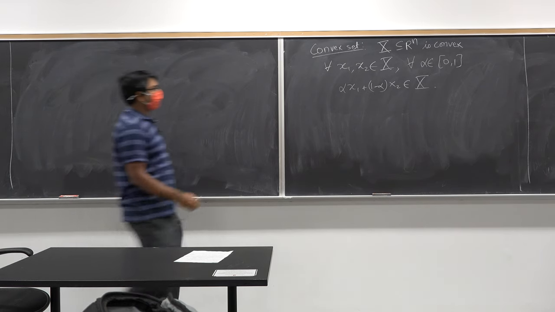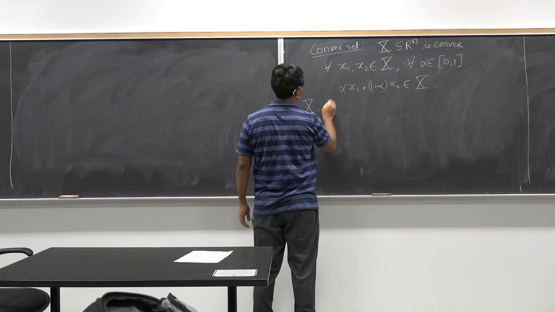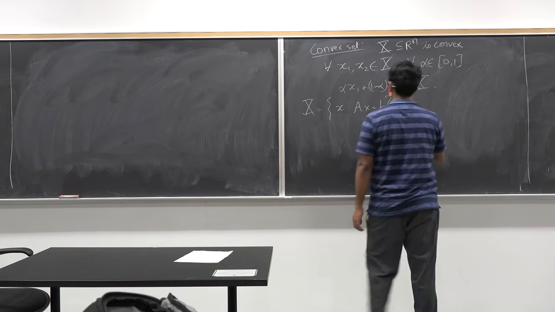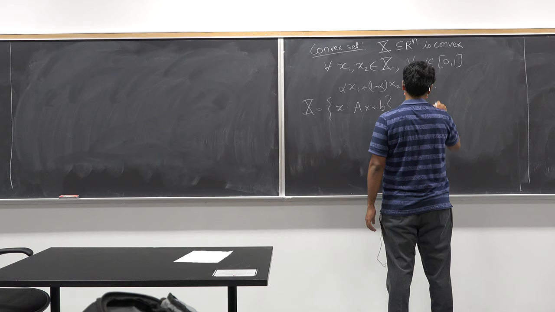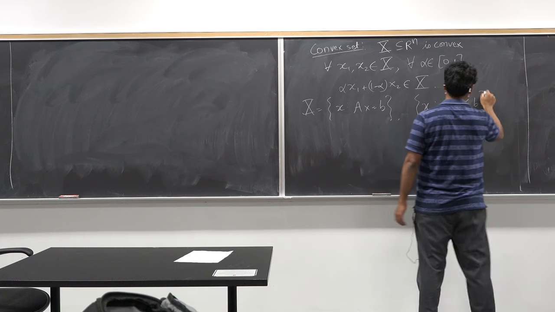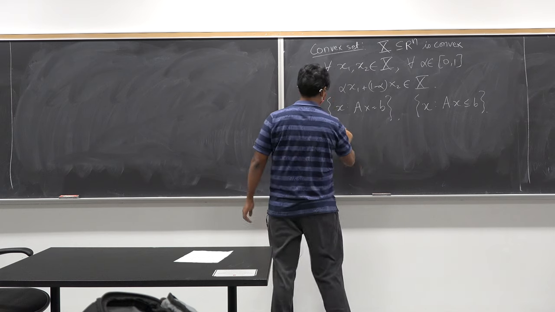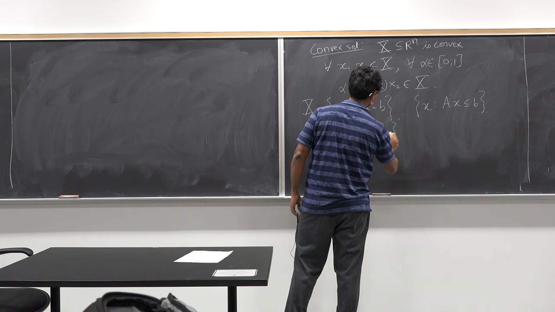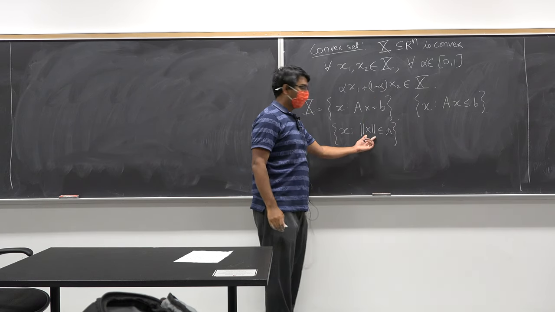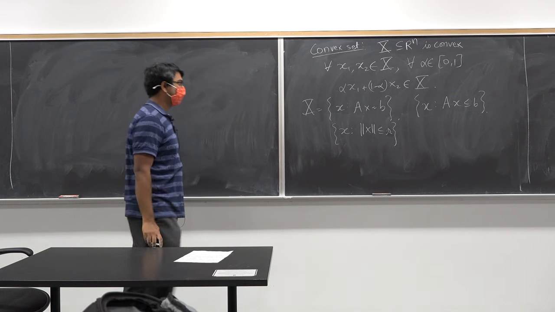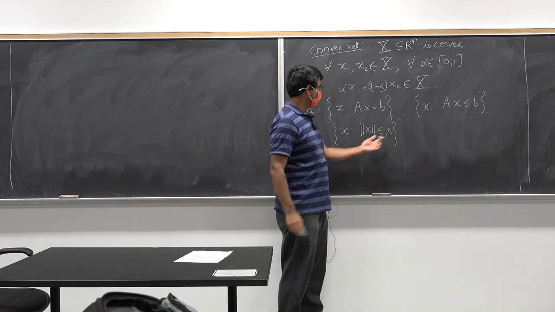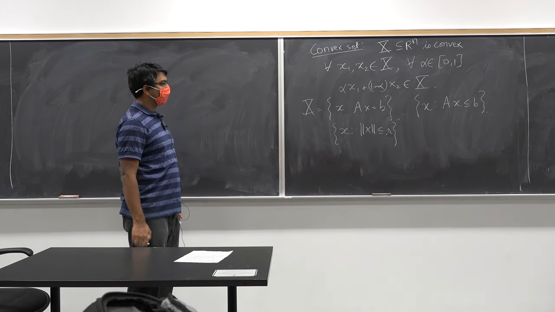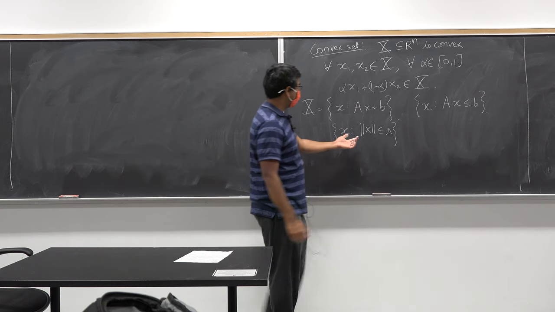So typical examples of convex sets are x such that Ax equal to b, x such that Ax less than or equal to b, x such that norm of x less than or equal to 1 or less than or equal to r. And you can pick any norm, okay? So we talked about different types of norm. No matter which norm you pick here, this set is going to be a convex set because of the triangle inequality property of norms. Okay, so this is a convex set.